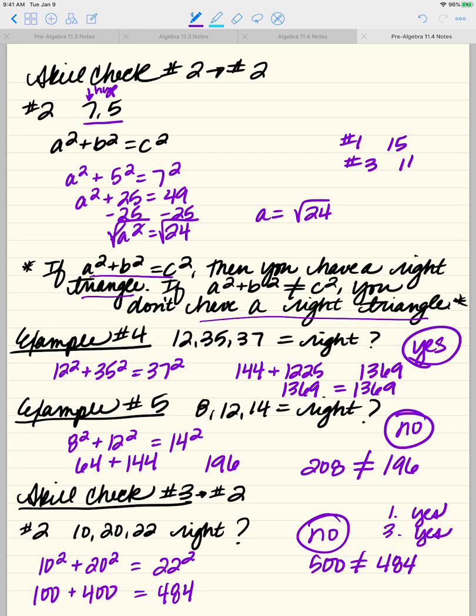As you move through this lesson in Part C, you do have some story problems. My tip to you is to draw pictures. Draw pictures that include right triangles. That's going to be your BFF for those.